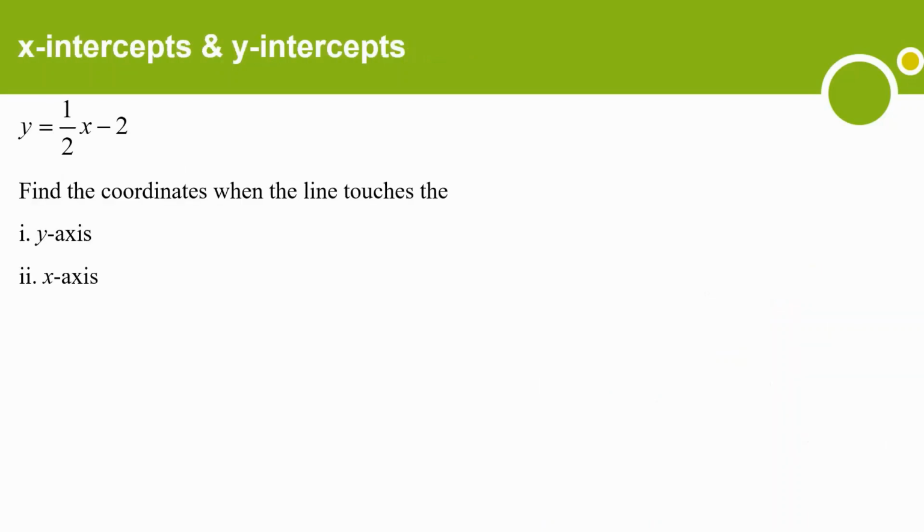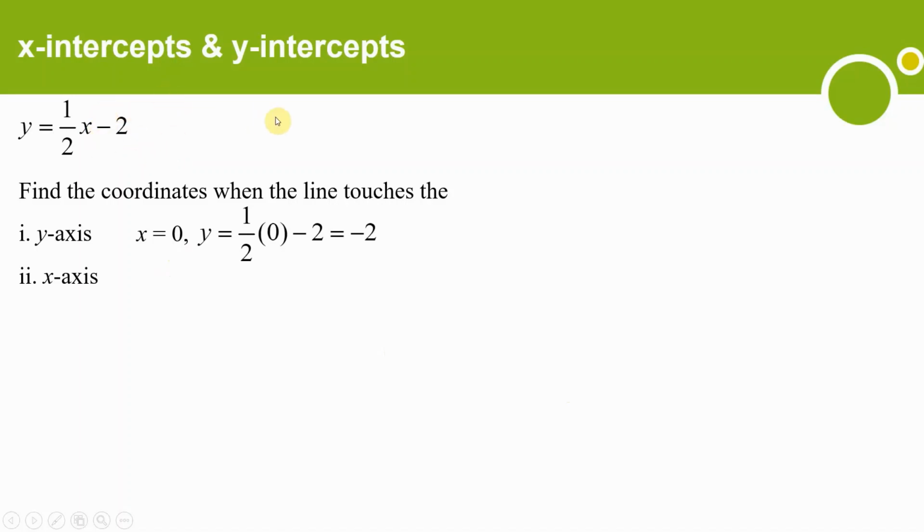For this example, I would like to highlight two things: the coordinates where the line touches the y-axis and the x-axis. So what do we mean by the line touches the y-axis? It is when x equals 0. So we can substitute x equals 0 into the equation. We will get y equals negative 2. So that's why this part, the c, is always the y-intercept.